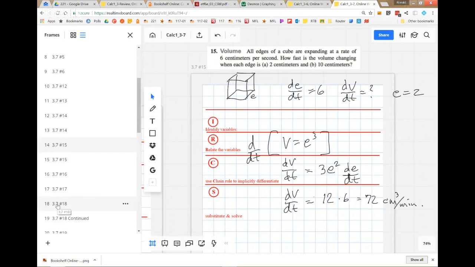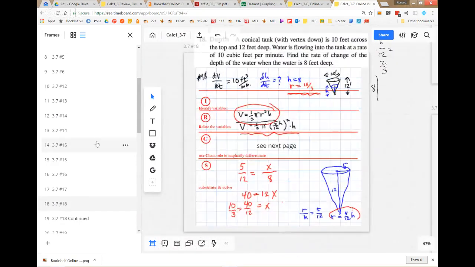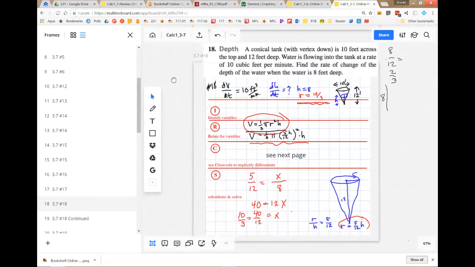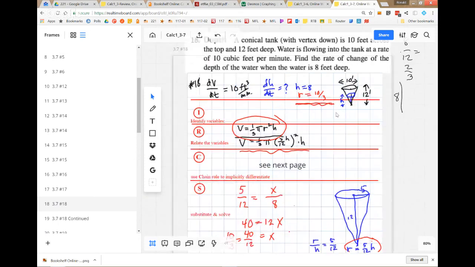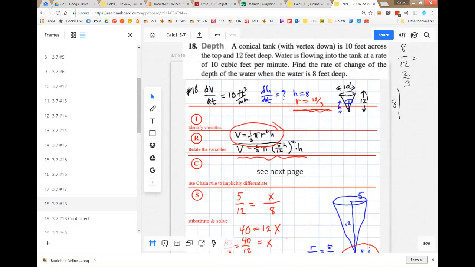And, you know, some of these get a little bit harder, like for example, number 18 here. Here we have this conical tank, vertex down, obviously. You're going to have your tank set that way. And then they give you the fact that it's 10 feet across the top. So you can see I tried to draw that out here. 10 across the top, and 12 feet deep, 12 feet coming down.